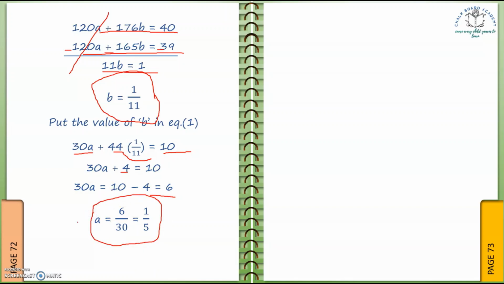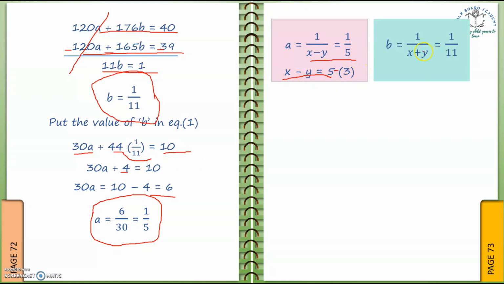Now we have got a and b. We already know a is equal to 1 by x minus y, and that is equal to 1 by 5. So x minus y is equal to 5. This is equation 3. And similarly, b is equal to 1 by x plus y is equal to 1 by 11. So x plus y is equal to 11. This is equation 4. Now again we have two equations, and we can simply eliminate and find the values.